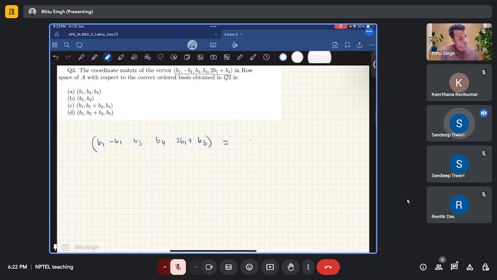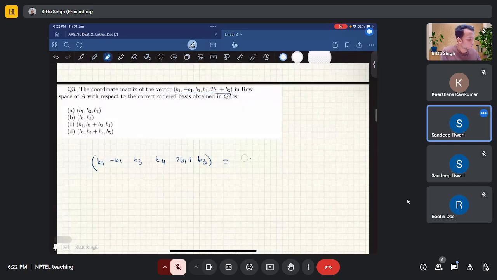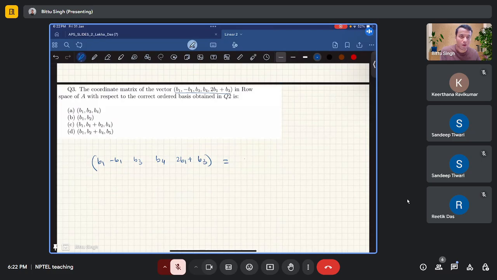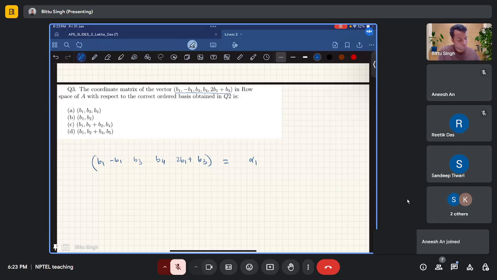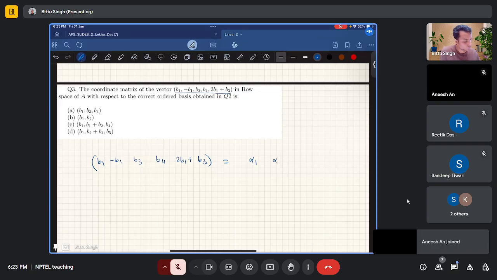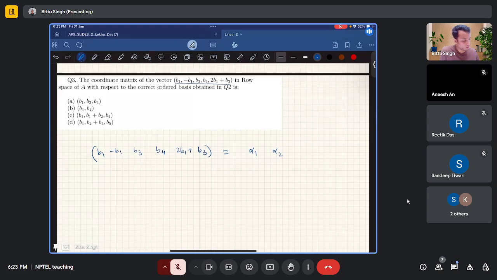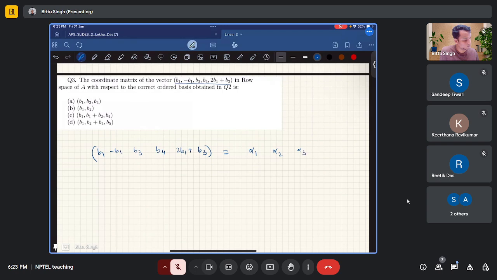okay. So what are B1, B2? Initially the rows were alpha 1, alpha 2, alpha 3, right? So you need to write in terms of those three things. Alpha 1, there are four vectors. So you need to write it as a linear combination of those four vectors: alpha 1, alpha 2, alpha 3, alpha 4.